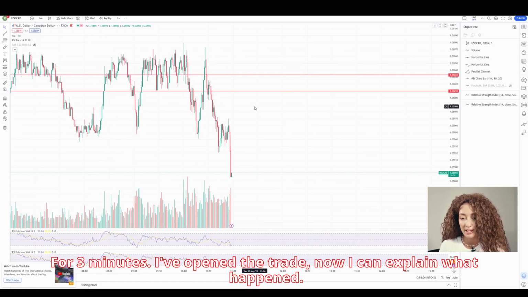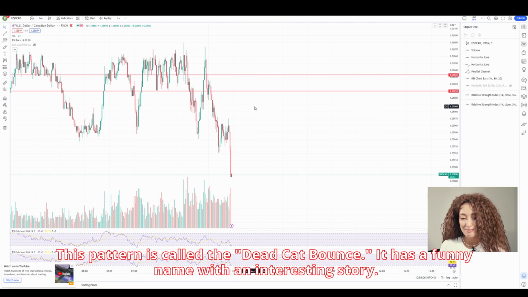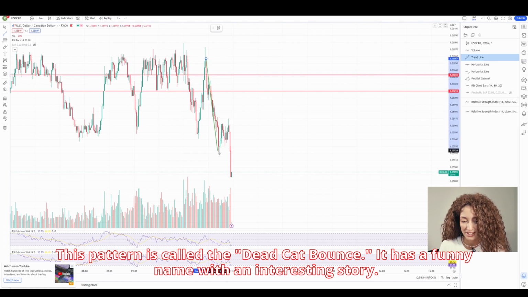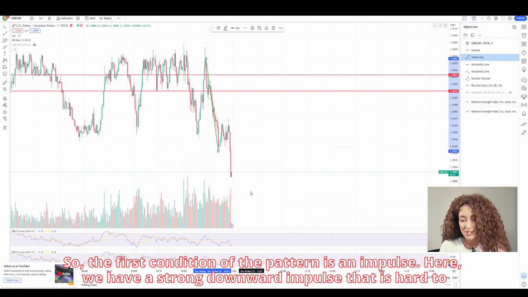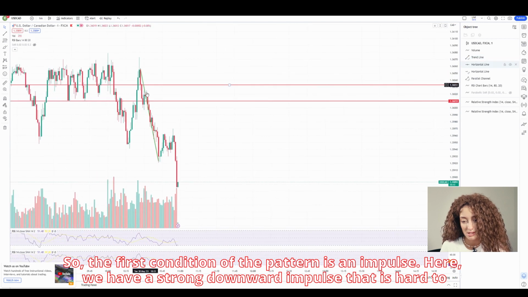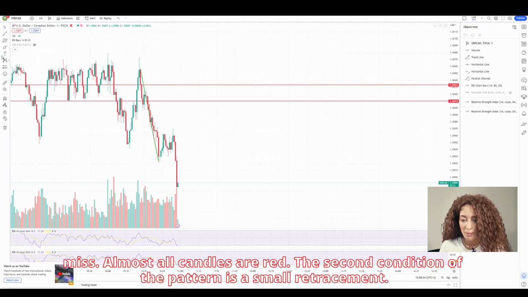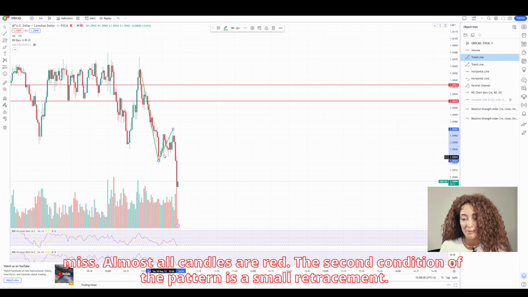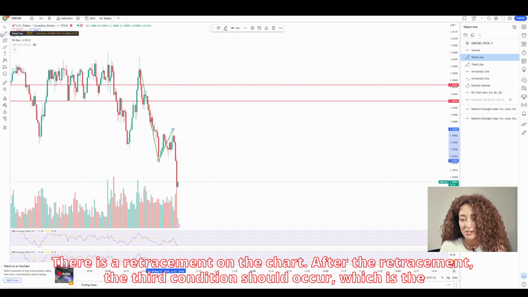Now I can explain what happened. This pattern is called the dead cat bounce. It has a funny name with an interesting story. So, the first condition of the pattern is an impulse. Here, we have a strong downward impulse that is hard to miss. Almost all candles are red. The second condition of the pattern is a small retracement. There is a retracement of the chart.